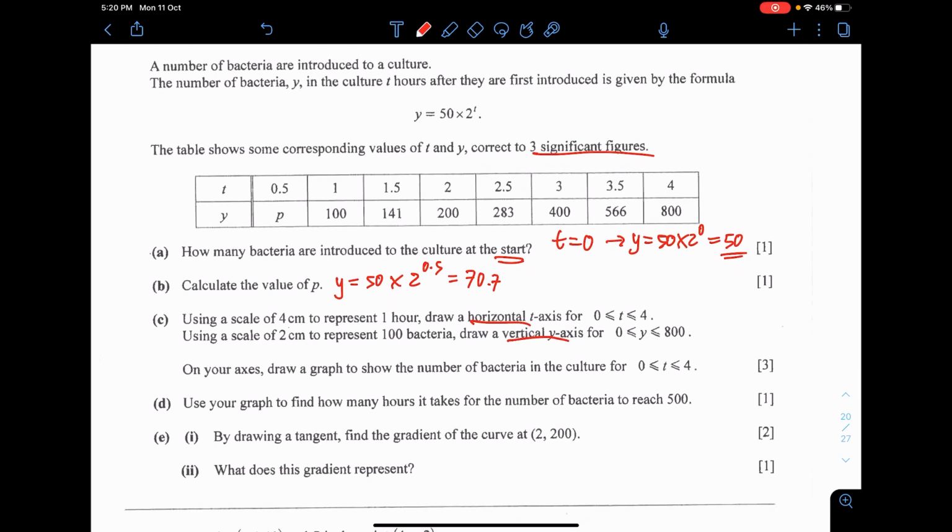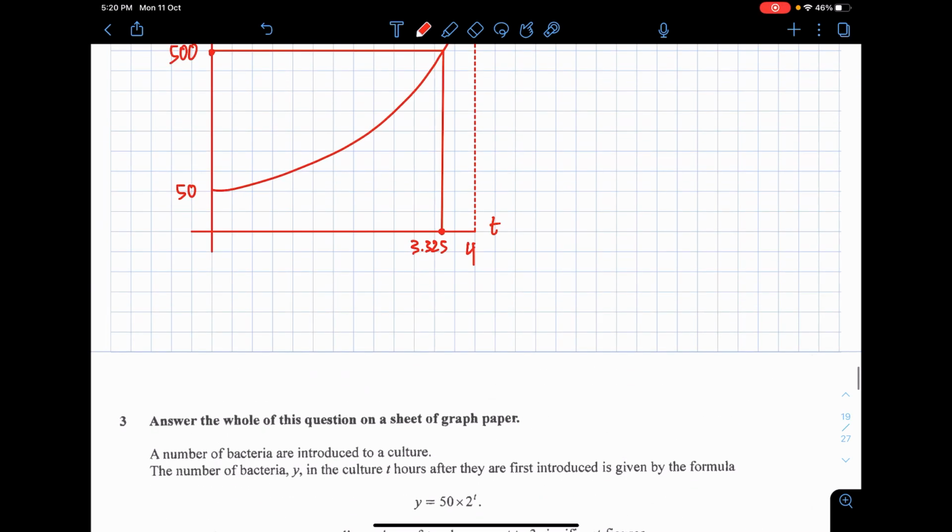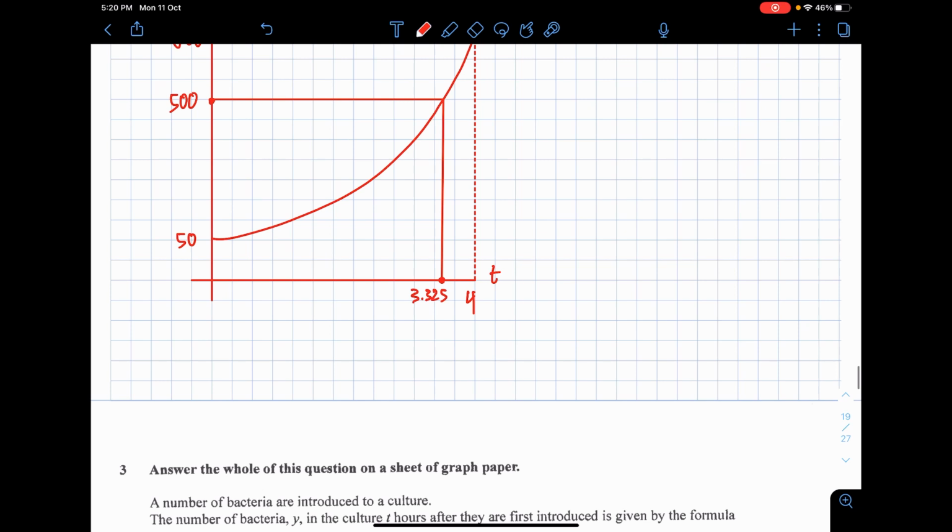Next, by drawing a tangent, find the gradient at the curve of 2,200. I'm just estimating again. Let's just say this is the 2 seconds, and then the 200 is here, because it looks very convenient here. This is the 2,200. Now, I need to find the gradient.